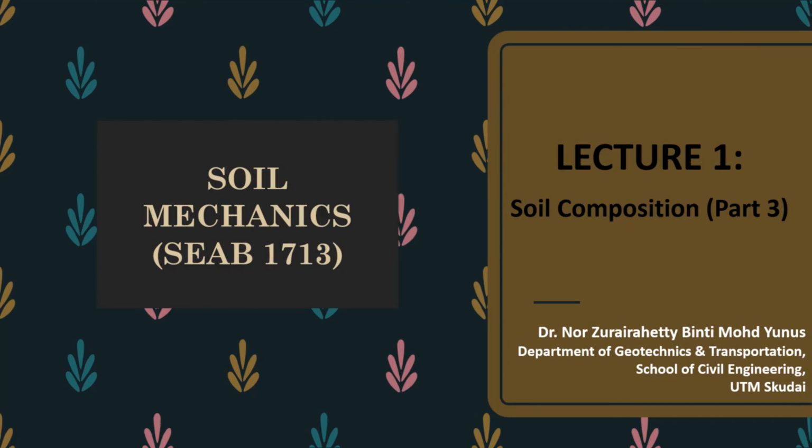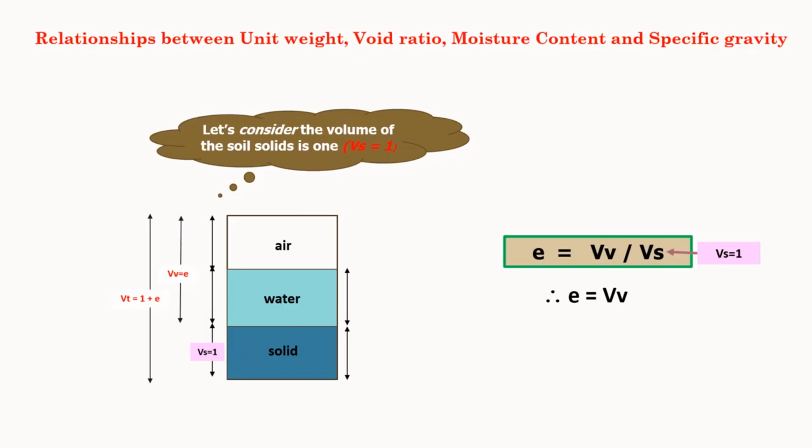So we are still in lecture 1, soil composition, but this one will be the last part, which is part 3. Now we are going to introduce simple equations for each of the components of volume and also weight to complete the phase diagram. For example, we divide each term or component by the volume of solid, equal to 1. Everything will be considered based on volume of solid equal to 1.